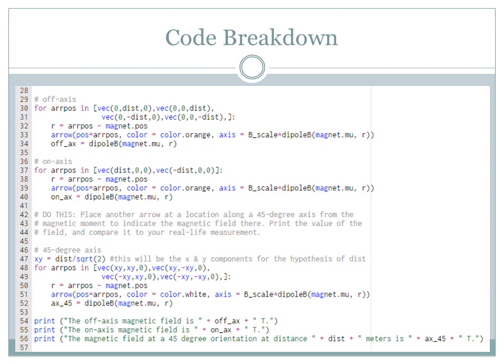The next section of the code uses the dipole B function from before to graph arrows representing the magnetic field off-axis, on-axis, and at a 45-degree orientation. I calculated the X and Y components of the 45-degree arrows by using my calculated distance as the hypotenuse of a 45-45-90 triangle. After graphing all of the arrows, I printed the values of the magnetic field at each location.